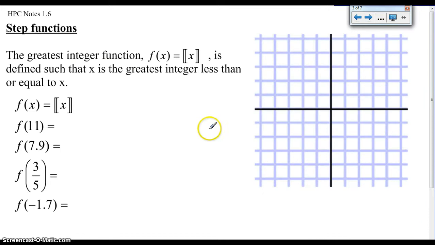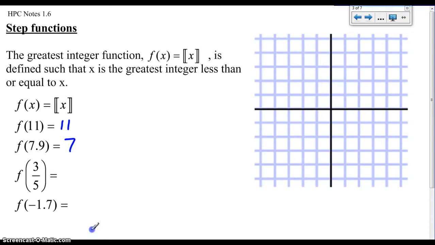Alright, here we go. The greatest integer function, f(x) = [x], is defined such that [x] is the greatest integer less than or equal to x. So we're looking at that parent function you saw graphed on the first slide. Essentially, you just go down to the closest integer value. Now when we see f(11), we already have an integer there. That's simply 11. Whereas f(7.9) is more than 7, and 7 is the next integer just below that. Alright, why don't you do those next two on your own.